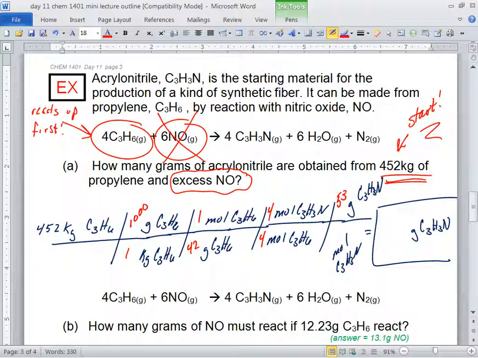5.7 times 10 to the 5th. Wow. I see a lot of answers as 5.7 times 10 to the 5th. If you can get it, make sure you can get that answer.